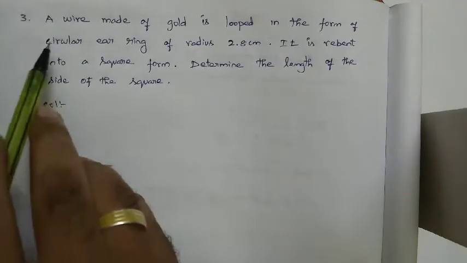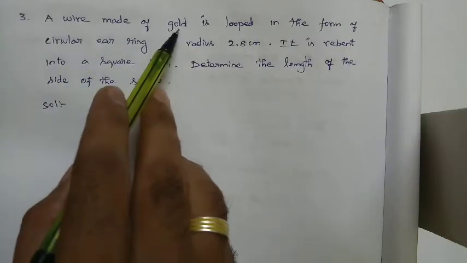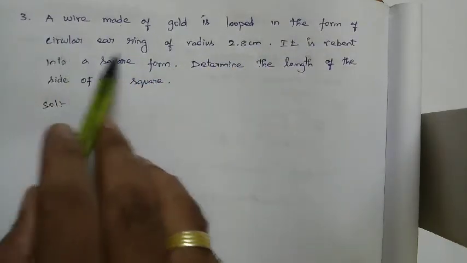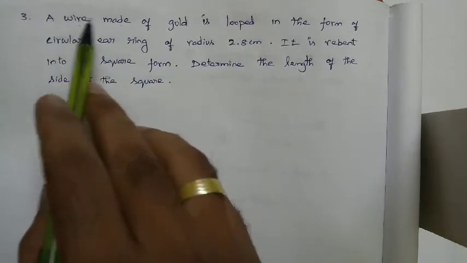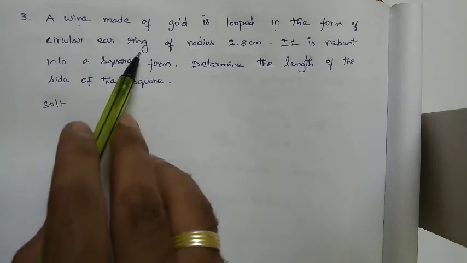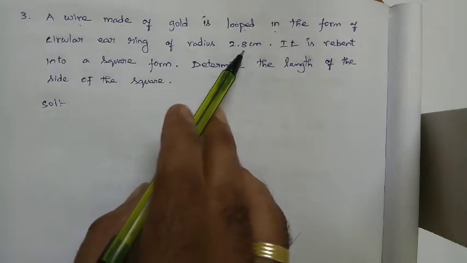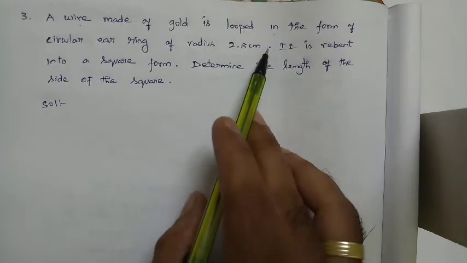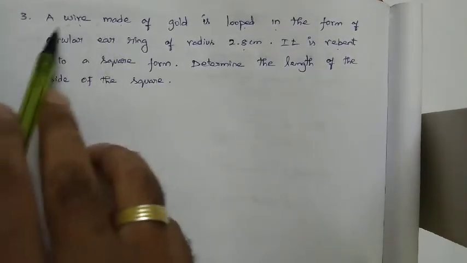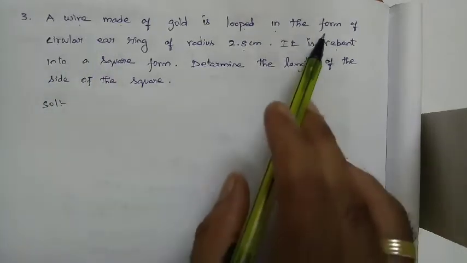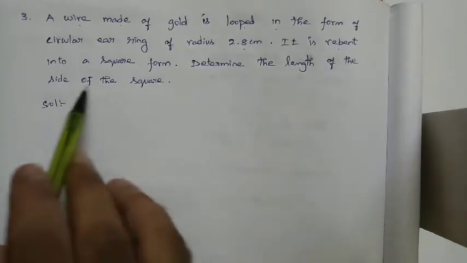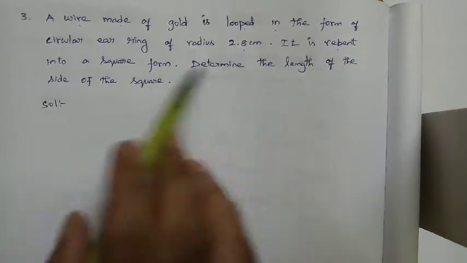Number 3. A wire made of gold is looped in the form of a circular ring of radius 2.8 centimeter. It is rebent into a square form. It is already in the form of a circle, and once again they are rebending it into a square form. Determine the length of the side of the square.